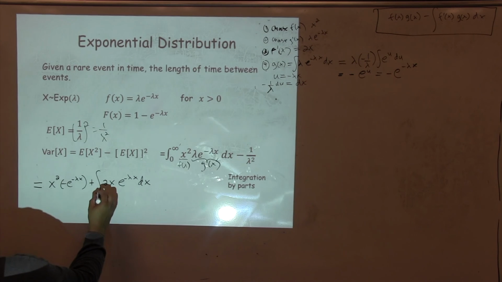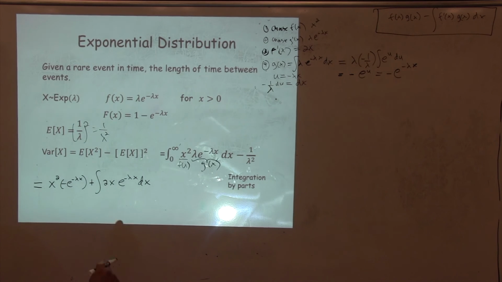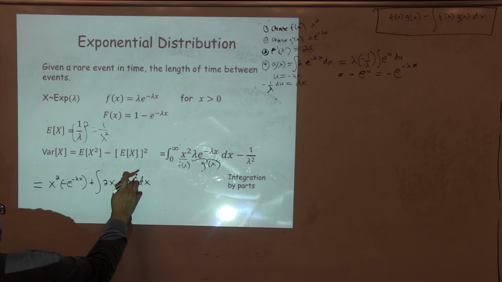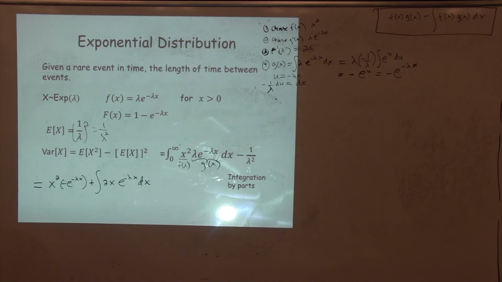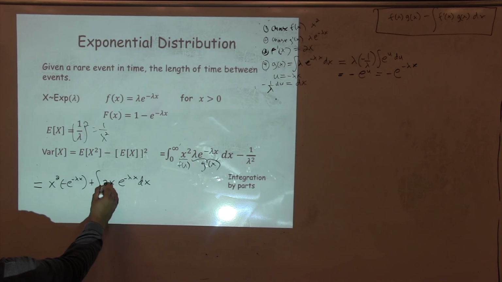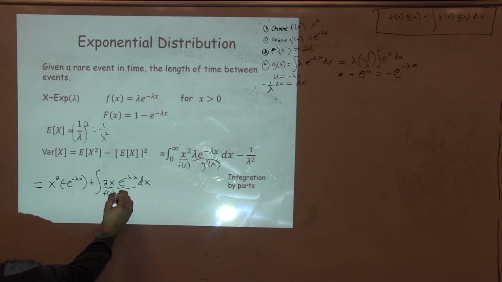We want to take this expression and simplify it again with a second application of integration by parts. So with the second application of integration by parts, we're going to let this term be our f of x, and then we're going to let this term be our g prime of x.